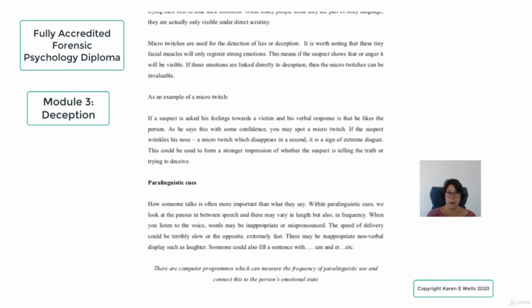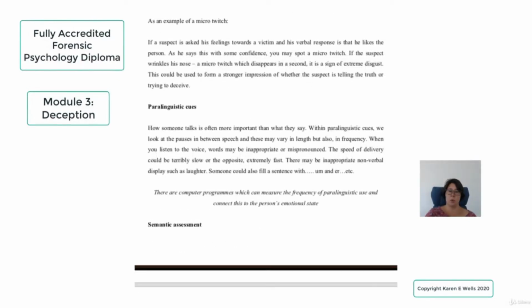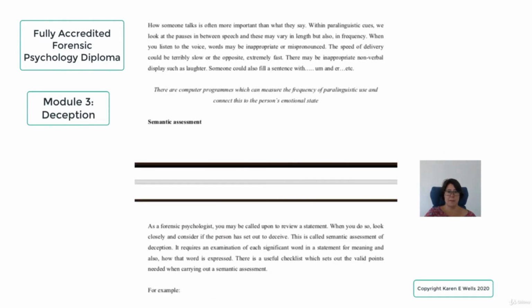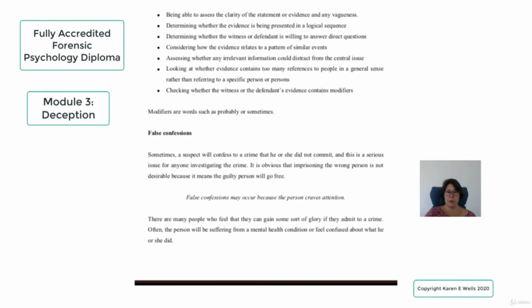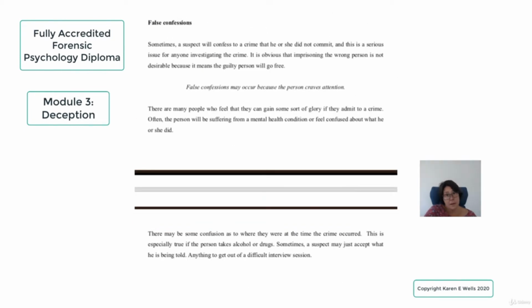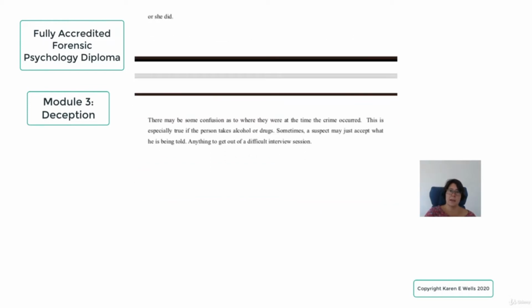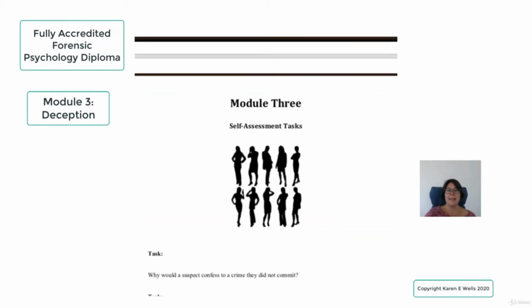Paralinguistic cues as well. This is where somebody talks more often about what they would say. Semantic assessment, we've put information there for you. False confessions, because that's going to happen, and it certainly does happen too. So quite an in-depth Module 3.